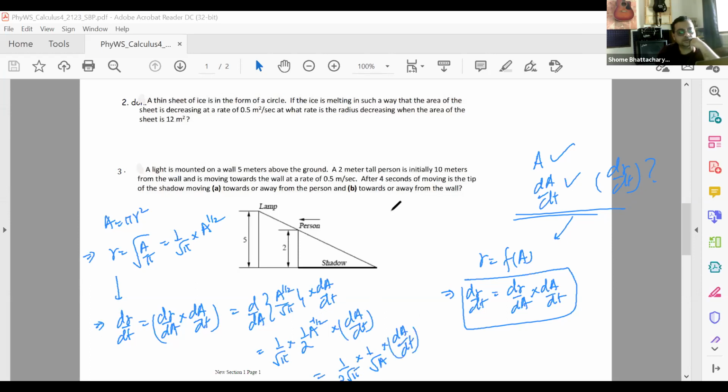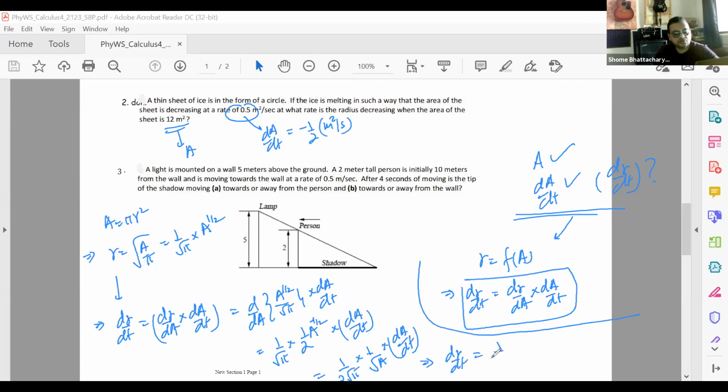Now we can directly substitute the values. This is our dA by dt, and this is our area's value at that time. So dr by dt is 1 upon 2 root pi into 1 upon root of area, that's 12, into dA by dt, which itself was minus half. You can see this will become minus 1 by 8 root pi meters per second. So this is a more efficient way of doing the question. Parv, hope this is also clear.